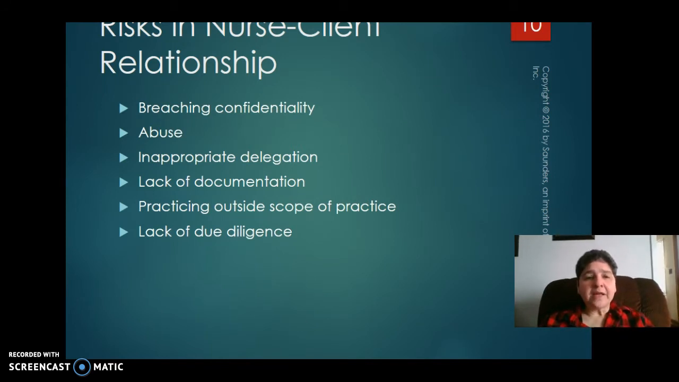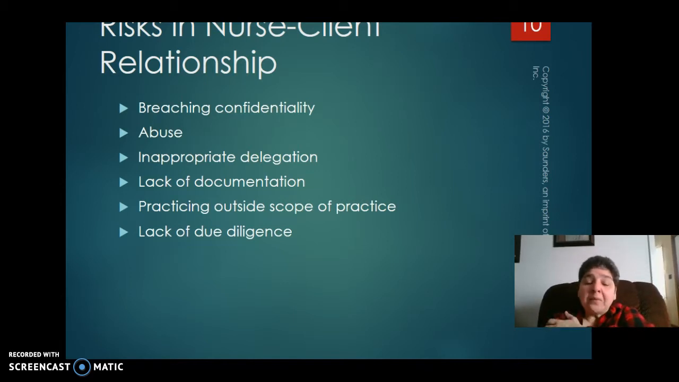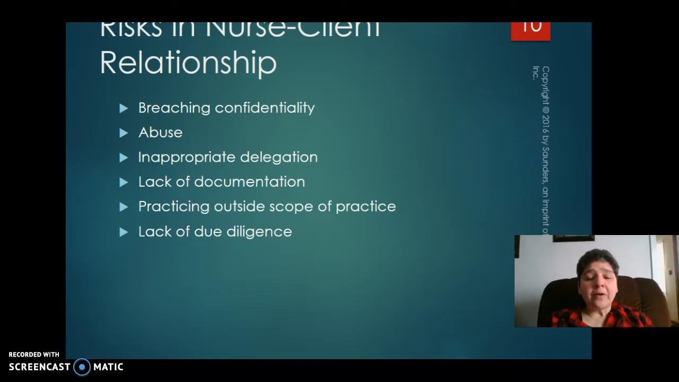You all had health assessment, and when you were assessing your partners in lab, we even pulled the curtains so that we could keep that privacy. So breaching confidentiality, abuse. We hear a lot about elder abuse in nursing homes. Inappropriate delegation, so asking someone or telling someone to do a duty that is not appropriate for them to do.